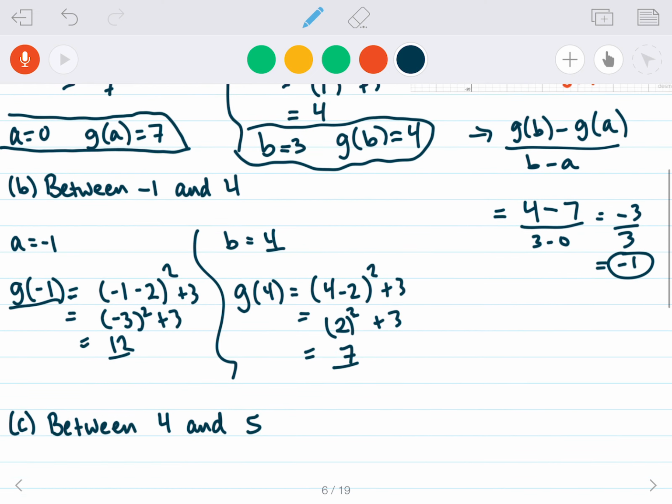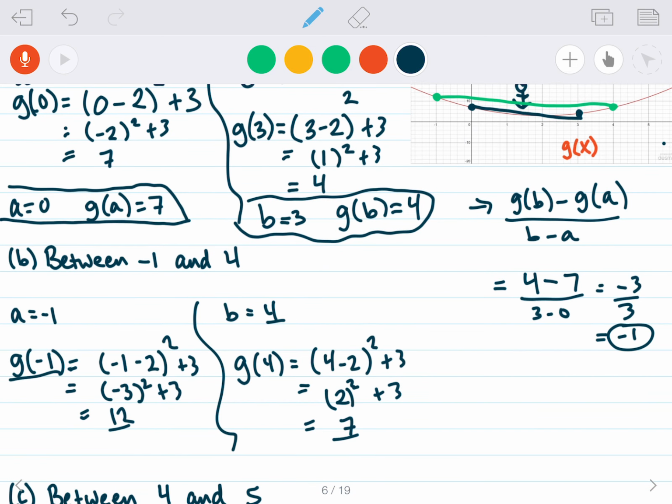Okay, using my average rate of change formula, I have G of B is 7, right? This is B, G of B is 7. So this is going to give me 7 minus my starting output, which was 12, so 7 minus 12 over B minus A.